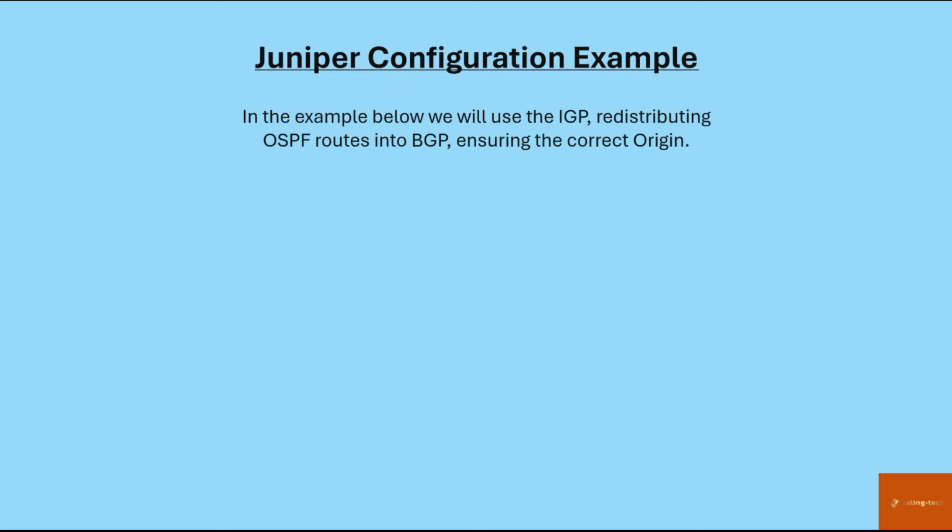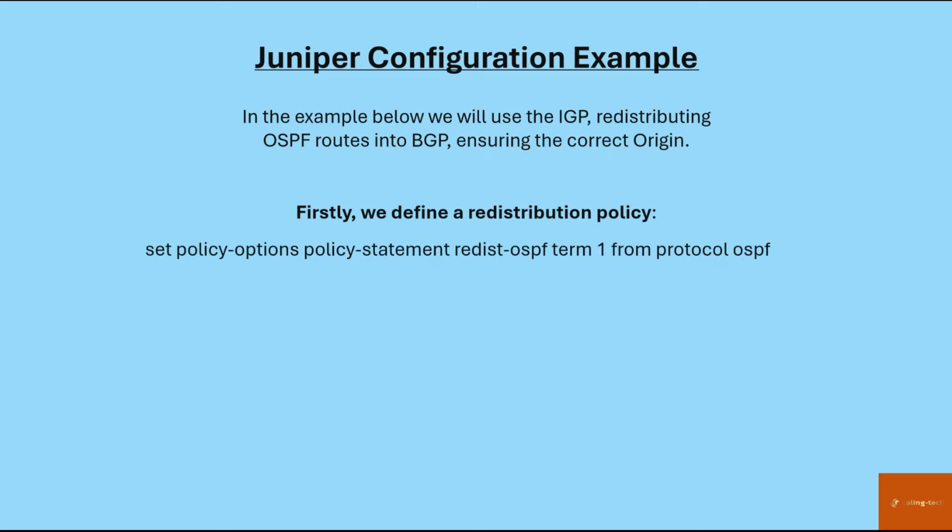So in the example that we're going to give you, we'll use the IGP, redistributing OSPF routes into BGP, ensuring the correct origin. So firstly, we have to define, as we did with the local preference, a redistribution policy, so it all works on policies. Okay, so we do a set policy-options policy-statement redist-OSPF. Now that's just a name. You can call it whatever you want. Term 1 from protocol OSPF. We then do the accept.